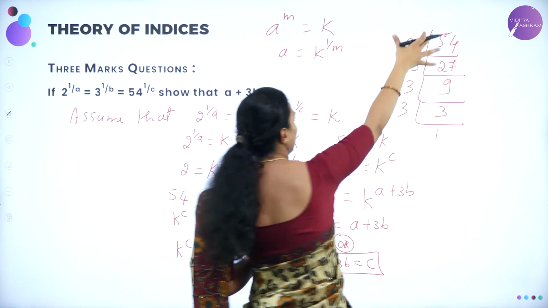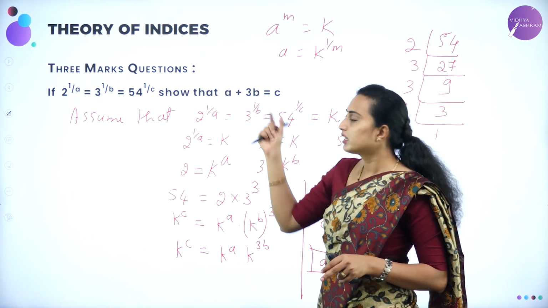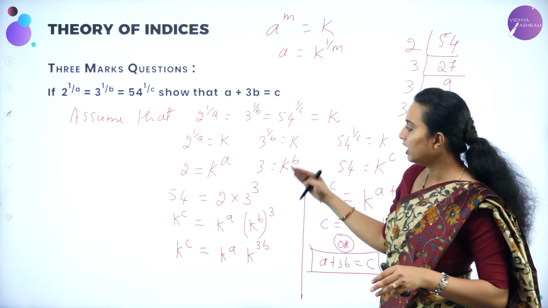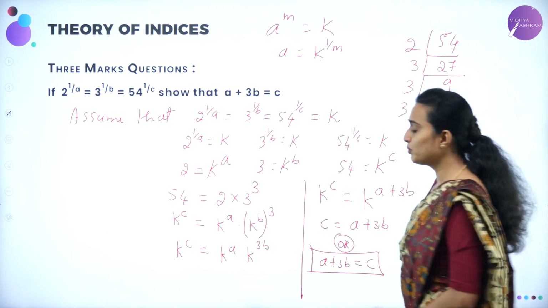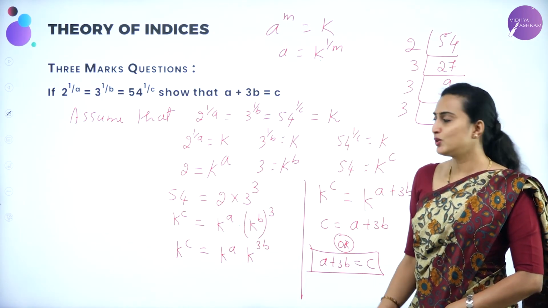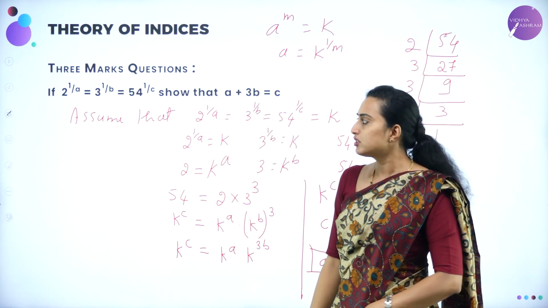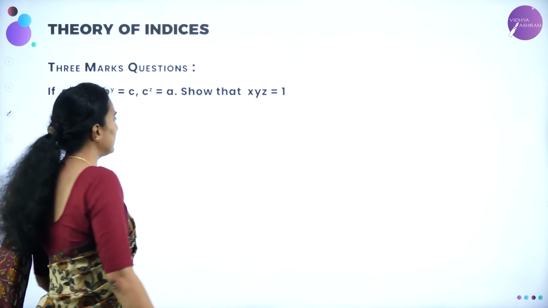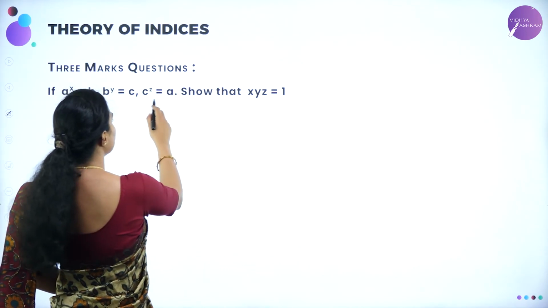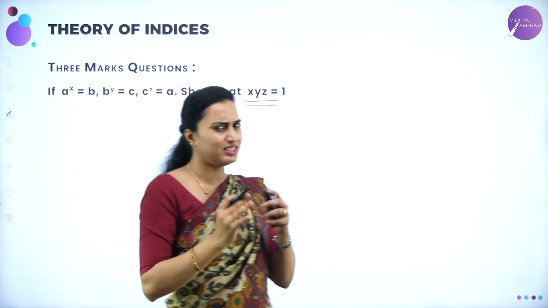You have to concentrate on how 54 can be written, since they have given the condition here. So accordingly, I am writing. Understood? This is the problem solving, and you will get the answer. Okay, next we'll be moving on to: if a power x is equal to b, b power y is equal to c and c power z is equal to a, then show that xyz is equal to 1. This problem is a little trickier, right?